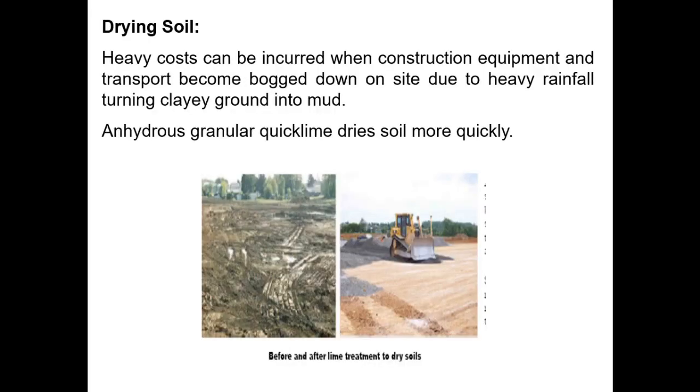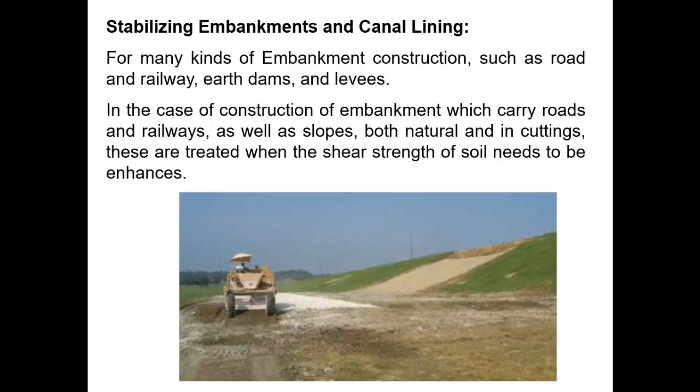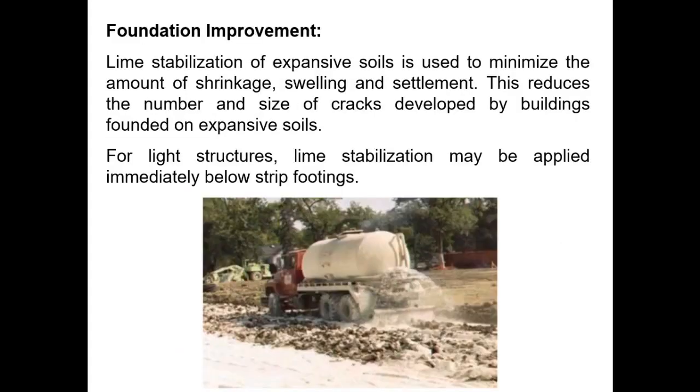Next one is drying of soil. It can be used for drying of the soil for the construction of a site after rainfall. Then next one is stabilizing embankments and canal lining. So here lime stabilization is used to enhance the strength of embankments which carry roads or railways and slopes. The next one is foundation improvement. So lime stabilization is used for expansive soils to minimize the shrinkage, swelling and settlement.